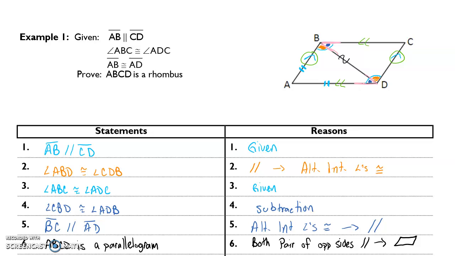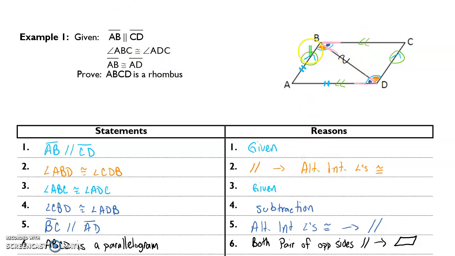So did you get here? Okay. We know AB is parallel to CD. So I know that angle ABD is congruent to angle CDB because they're alternate interior angles.